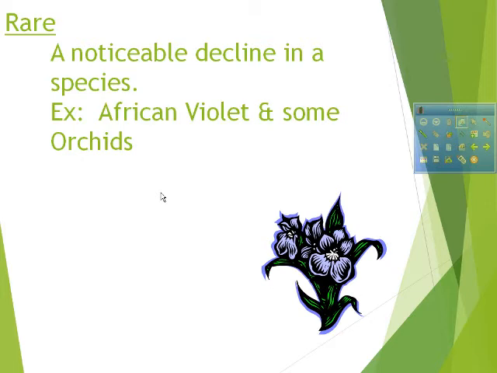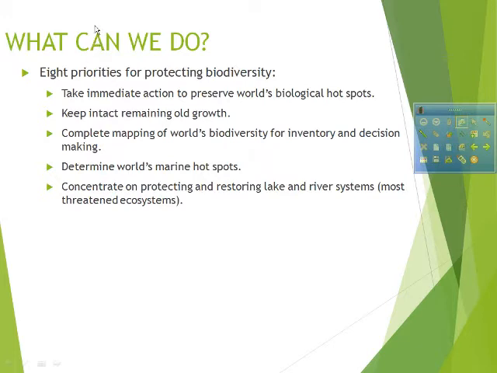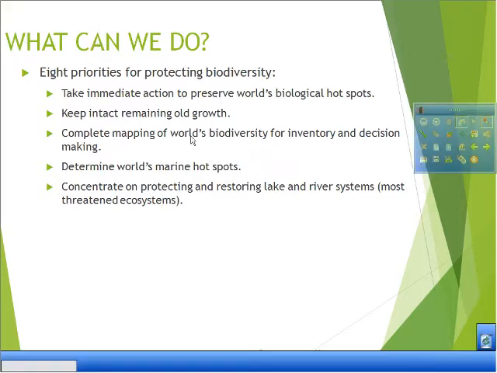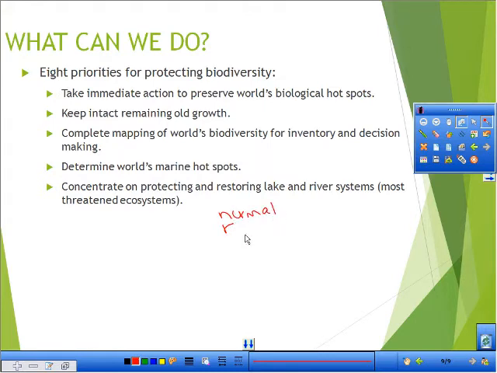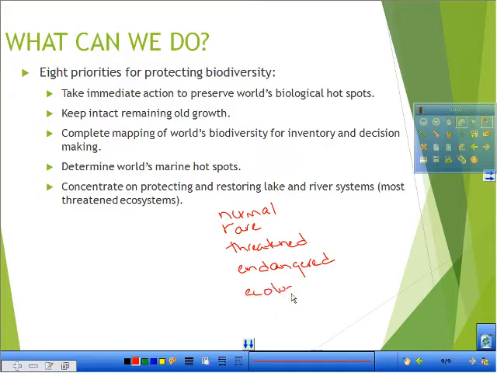Okay, rare is a decline in species. So if we were to go through all those previous slides, you'd be normal up here, and then you'd be rare, and then you'd be threatened, and then you'd be endangered, and then you'd have the ecological extinction, and then you'd have the global extinction. So this would be the process, unless something is done, obviously, to reverse that.